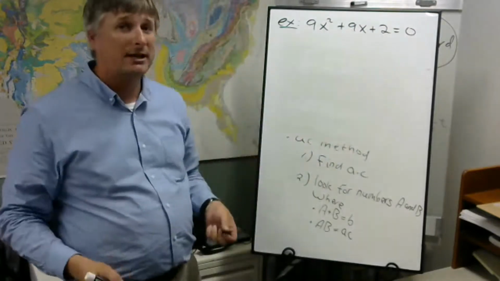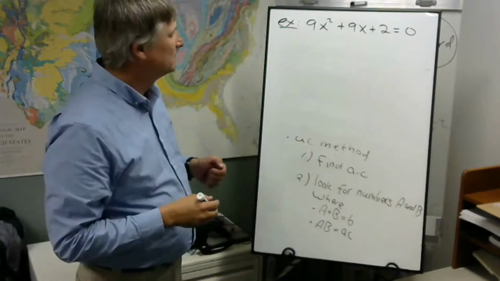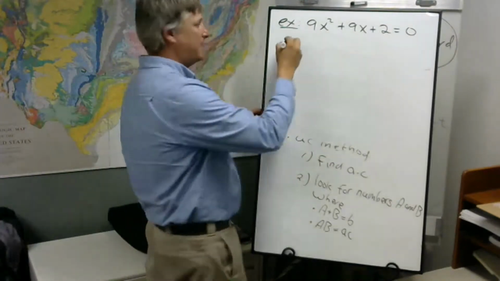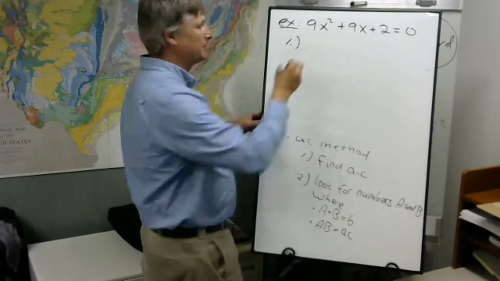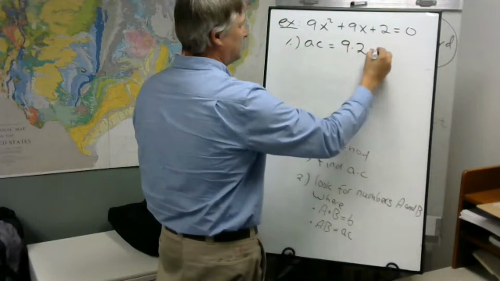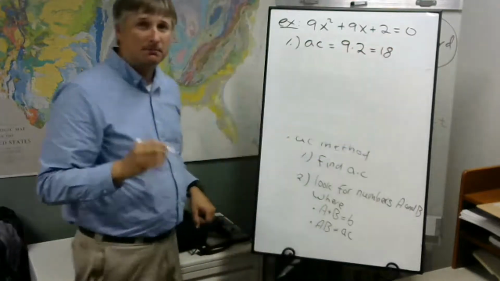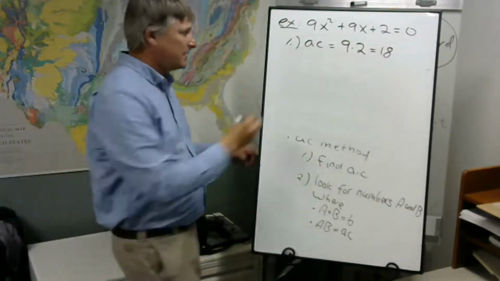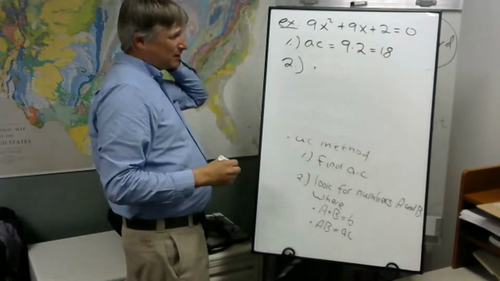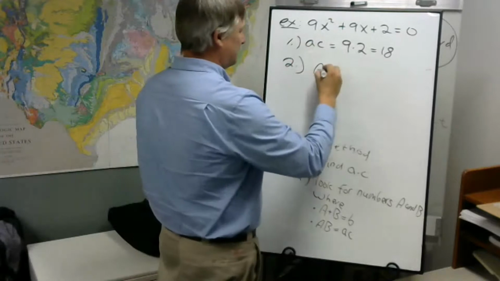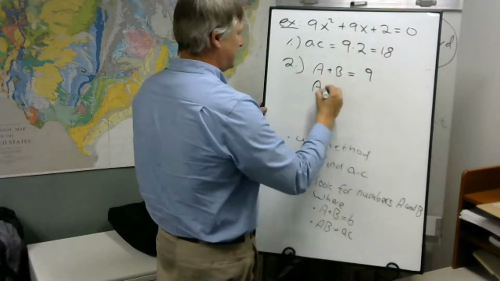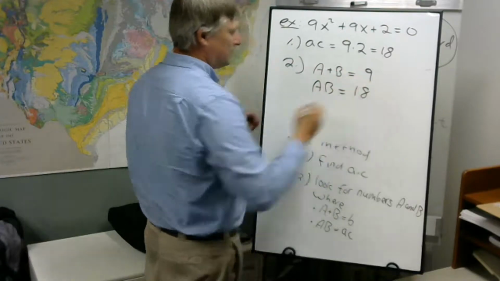Nine x squared plus 9x plus 2 equals 0. So this is little a, little b, little c. So first step, we need the product. AC equals 9 times 2, or 18. That's our first step. Step 2, we need two numbers, A plus B that equal 9, A times B equal 18.